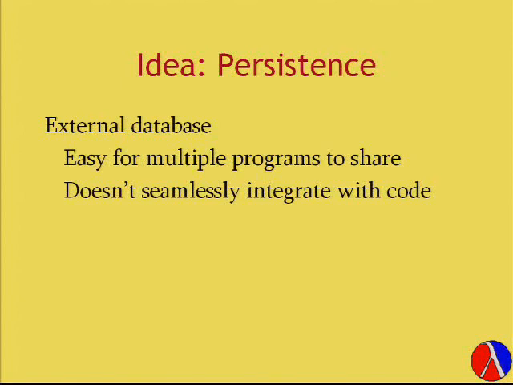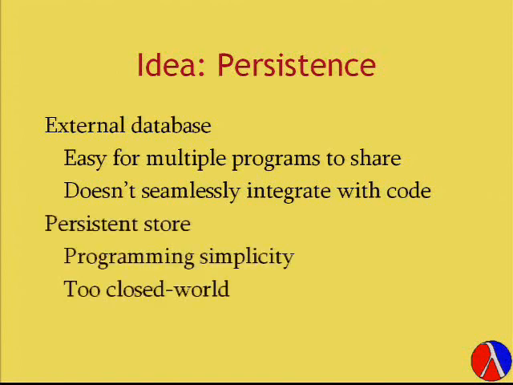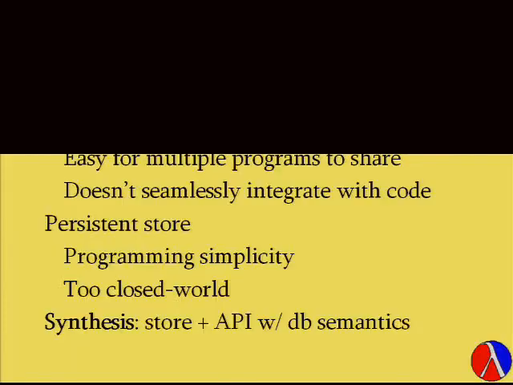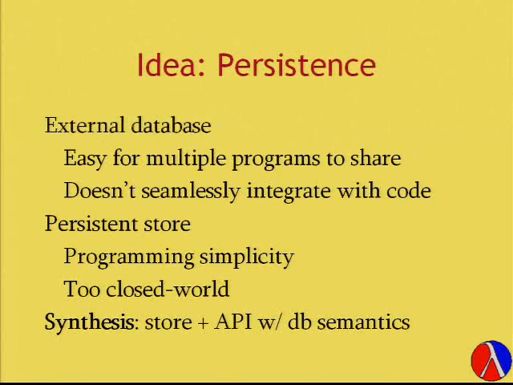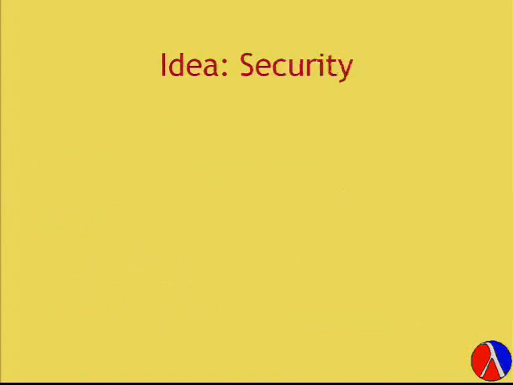We're all used to programming with an external database, but it's kind of nice because lots of programs can share data, but it's really messy because we don't get this nice integration with the program view model where I've got these nice objects. Then people have done research on persistent stores, which are great for programming simplicity, but they make these closed world assumptions. So what Flapjacks gives you instead is a synthesis of the two, where when you're programming your script, you honest to goodness get a persistent store, but there's also an API with database semantics so you can access the data from the outside.